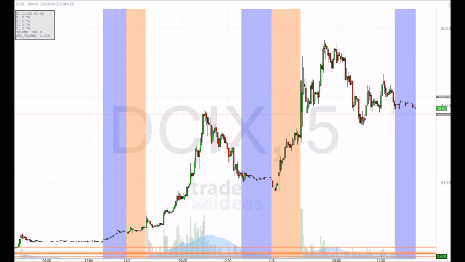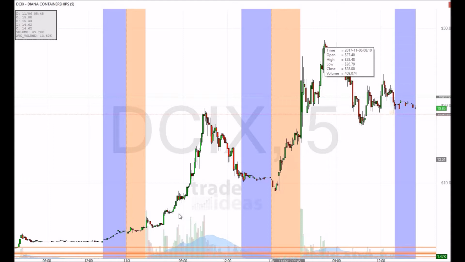So first things first, we're going to talk about range. Now, let's take a look at DCIX. We've all seen it. We all know what this stock is if you trade. The stock went from $4 to 20 bucks in one day. Then it pulled back to 11. Market closes. The next day we open up at $16, and then we shoot all the way up to a high of $28 intraday. So massive moves both days, and this stock is on everybody's radar.